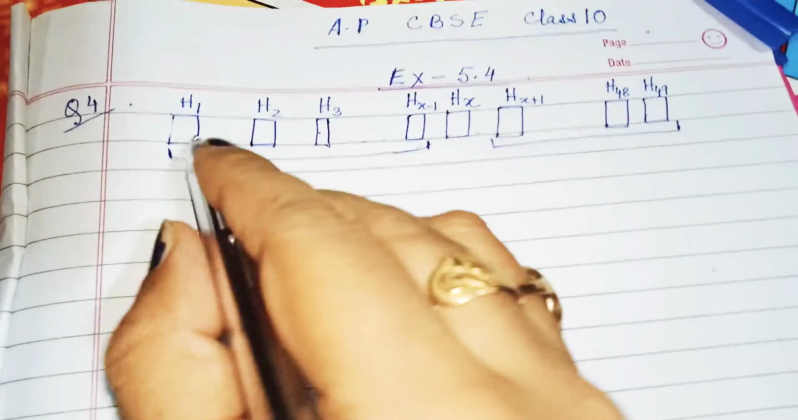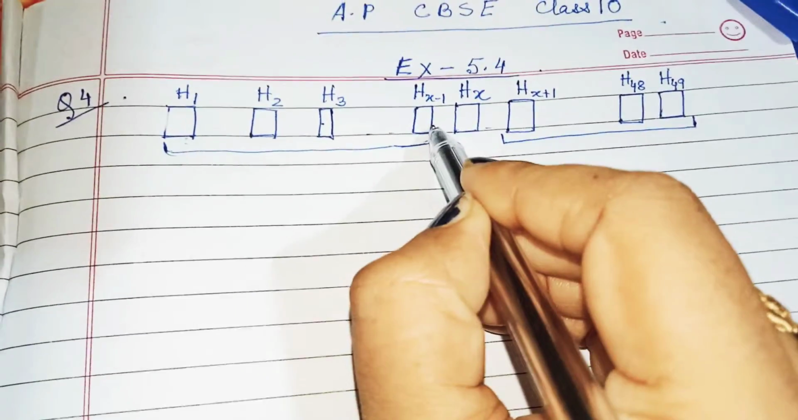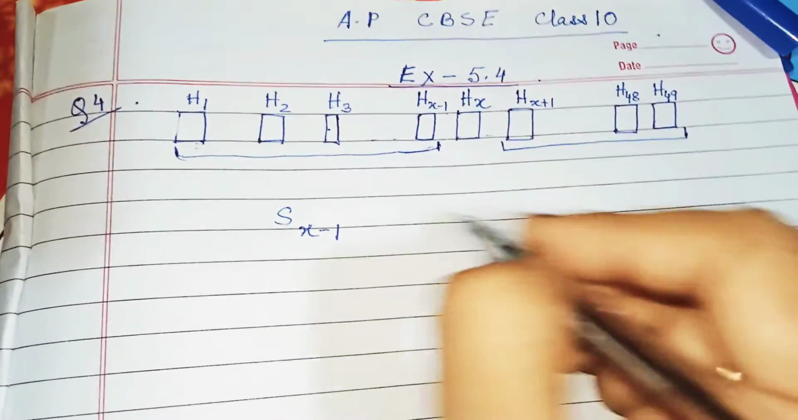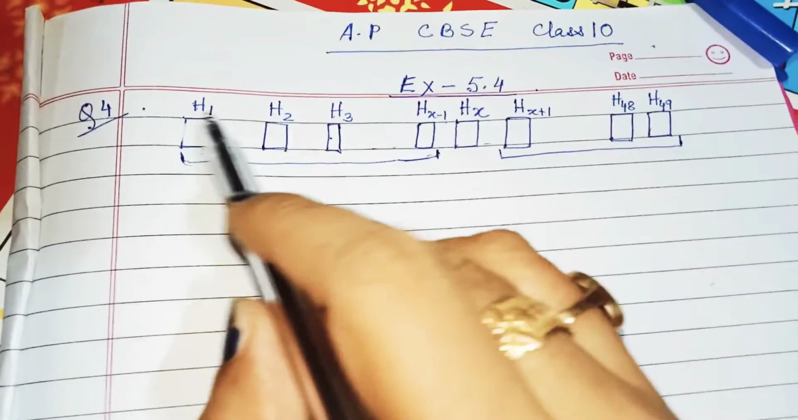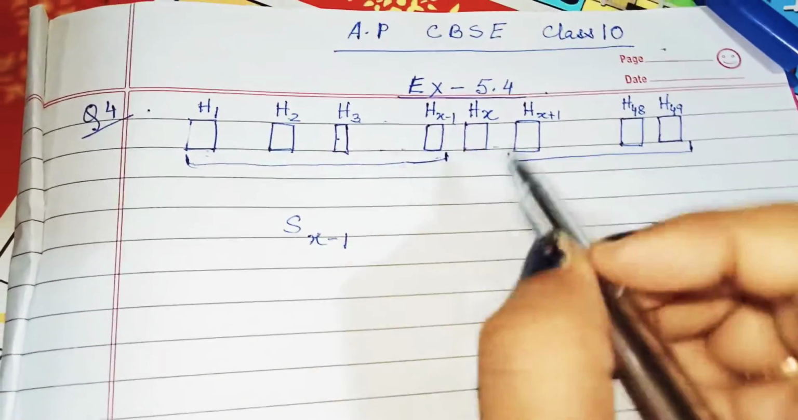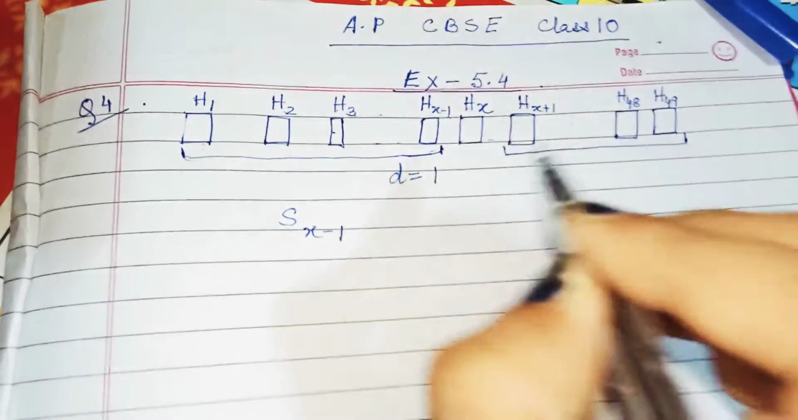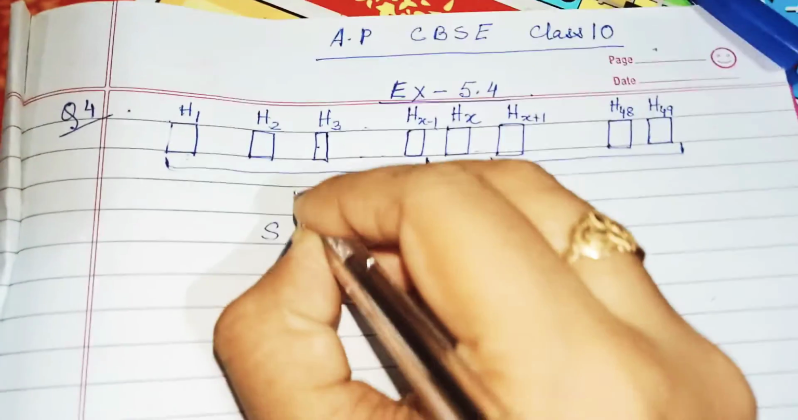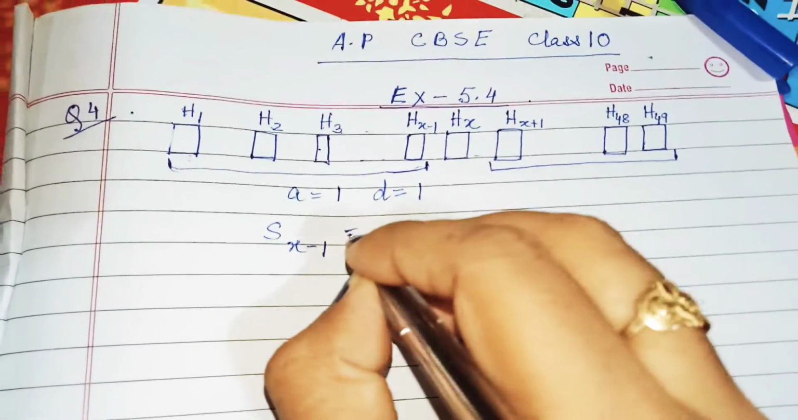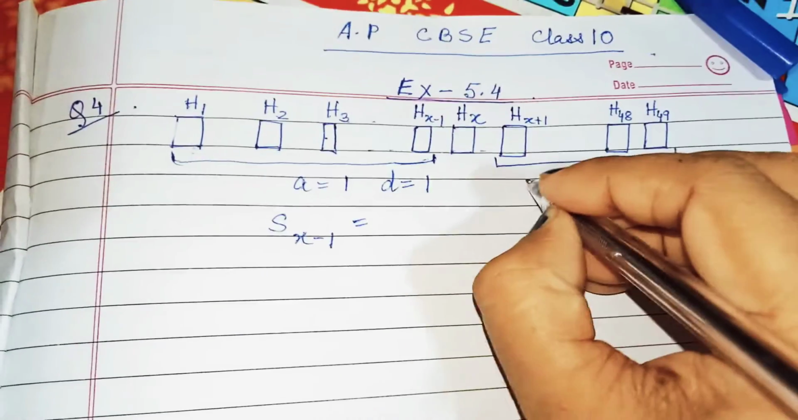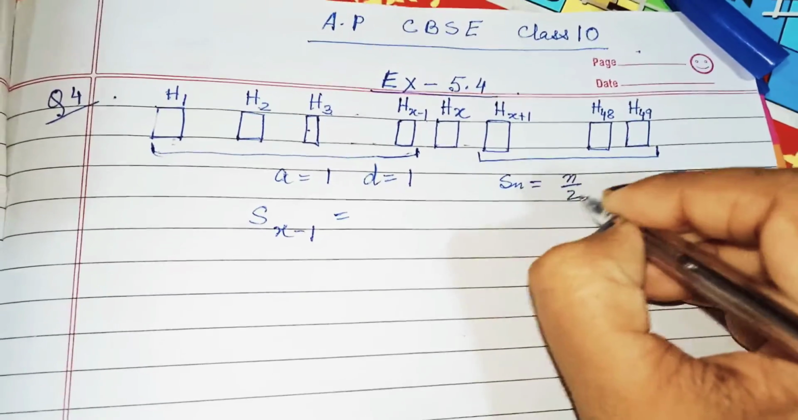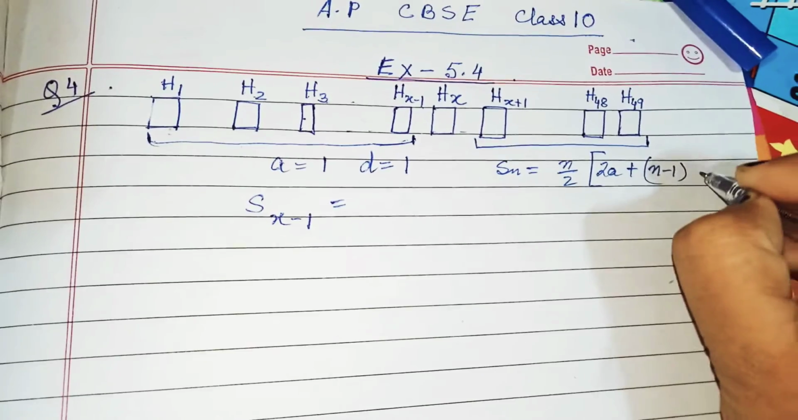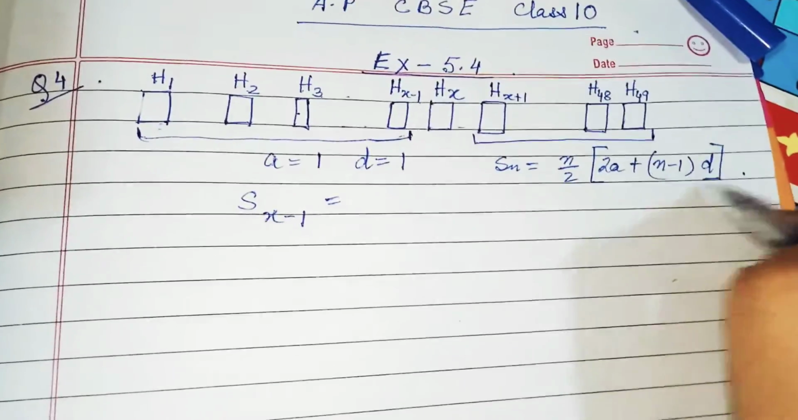So from 1 to x minus 1, that is S(x-1) according to Sn. Since the difference is the same, 1, the common difference d is 1, so they are in AP because it is constant, and the first term is 1, so we can apply the Sn formula. As we know, Sn equals n by 2 times (2a plus (n minus 1) d). So we will just apply this formula.